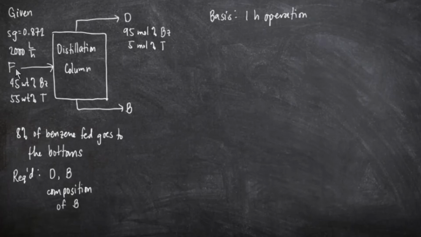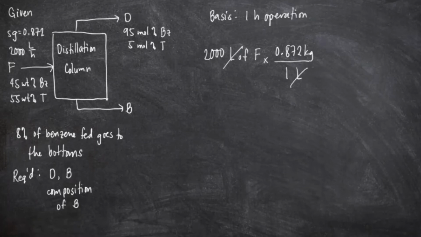Now let's convert the flow rate of the feed. So if you have 2000 liters of F, we just have to use the density to convert this volume into mass. However, our only given is the specific gravity, that's 0.872. We can convert that to a density by multiplying that specific gravity with the density of water. For simplicity, let us represent the density of water as 1000 kilograms per cubic meter, or 1 kilogram per liter. That means that our density is 0.872 kilograms per liter.